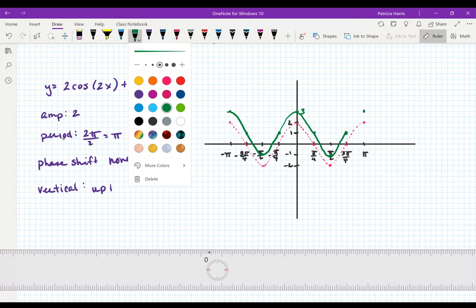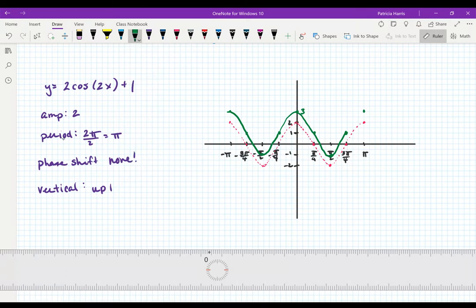There we go. Try that. There we go. Awesome. And there's my cosine graph with my vertical shift. Okay, so now I'm going to throw everything I can at you.